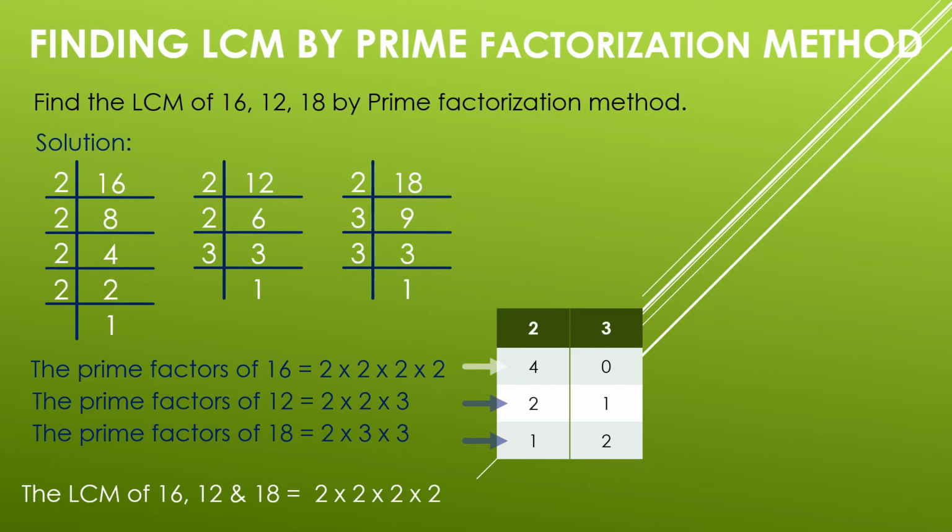Now next is 3. 3 is present 0 times in 16, 1 time in 12 and 2 times in 18. So take the maximum, that is 2. So write 3 two times. So the LCM of 16, 12 and 18 is equal to 2 multiply by 2 multiply by 2 multiply by 2 multiply by 3 multiply by 3. Do the multiplication and the answer is 144.